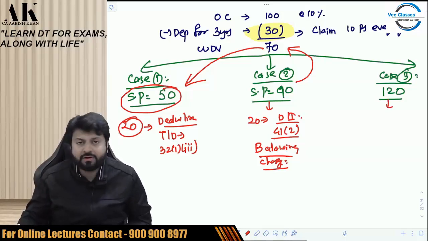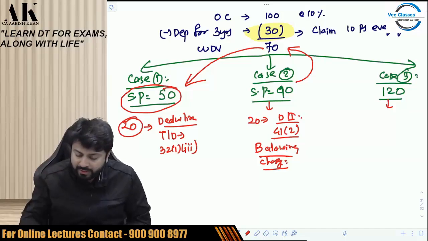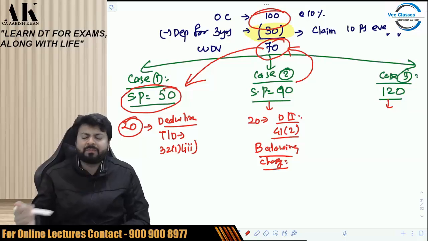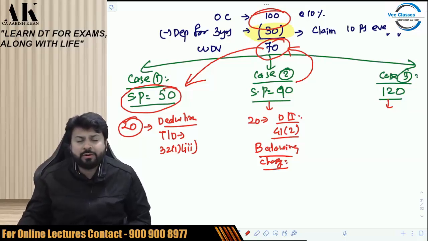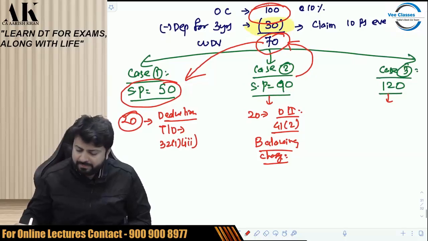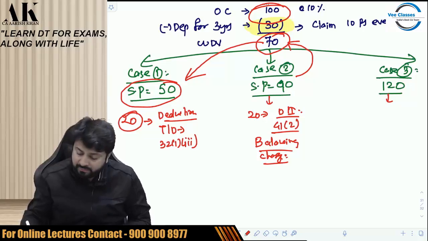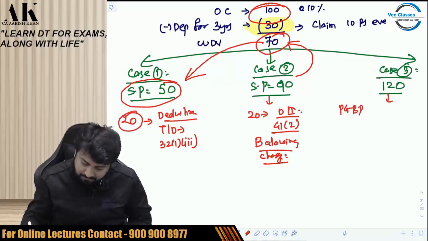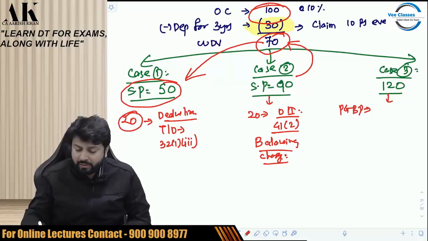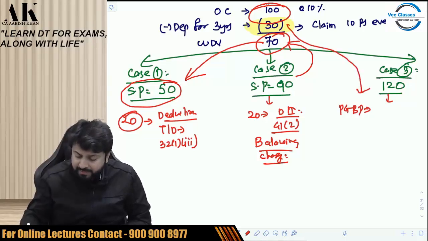So what if I sell for 120? When you sell for 120, you are selling for more than WDV as well as more than cost. In that case, you have to bear the tax under 2 heads of income. First, PGBP. In PGBP, whatever benefit you have taken earlier, first reverse that.